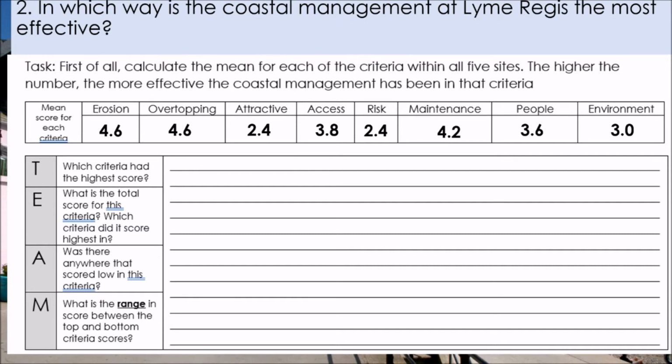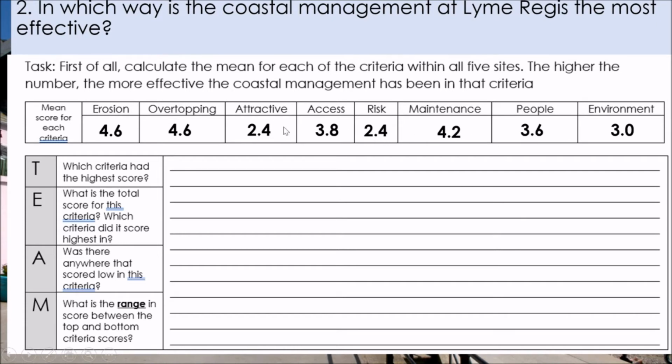So already I can start seeing which parts of the coastal management criteria Lyme Regis seems to be doing particularly well in. I can see that, of course, we've got erosion and overtopping. They're the highest, aren't they? They're almost full marks for those ones. And then we've got some lower down ones. So let's have a look. We've got attractiveness and risk.